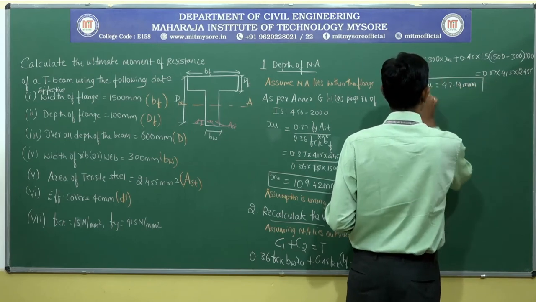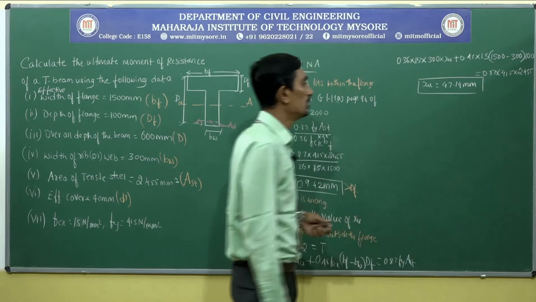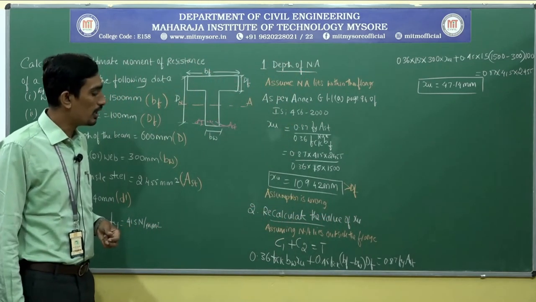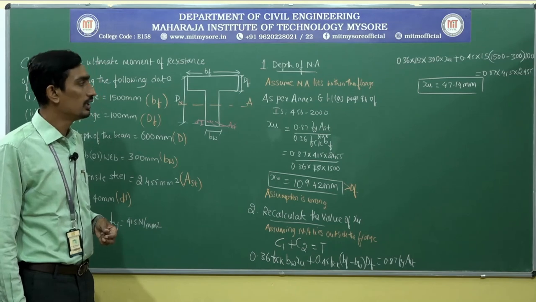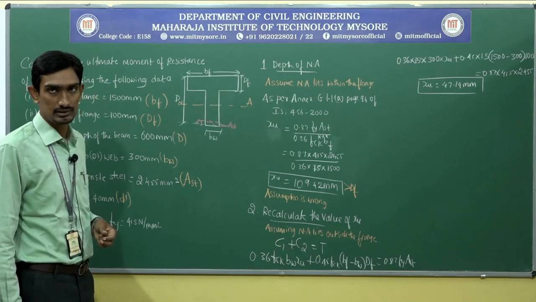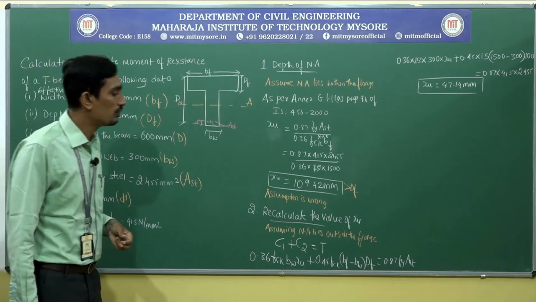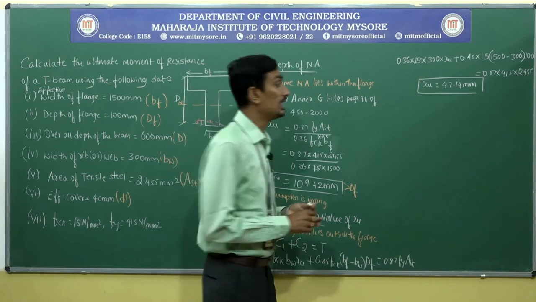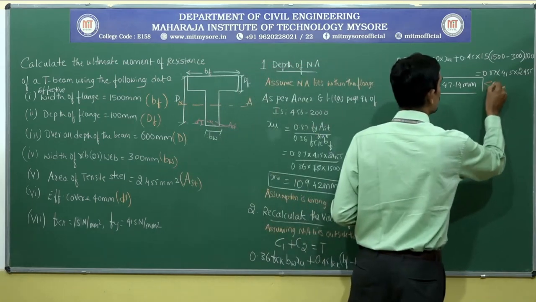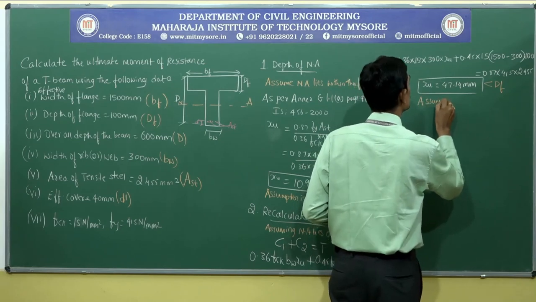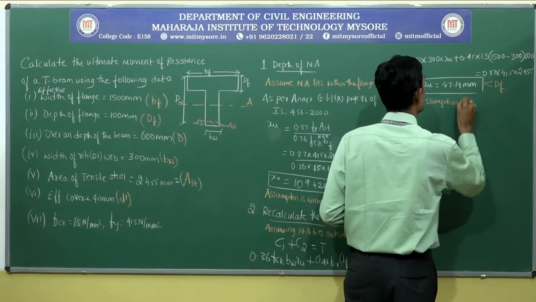47.14 millimeter. So now, check. Now, I have assumed a condition that the neutral axis will lie outside the flange. But whatever answer has been obtained is lesser than DF. Once again, my assumption has failed.